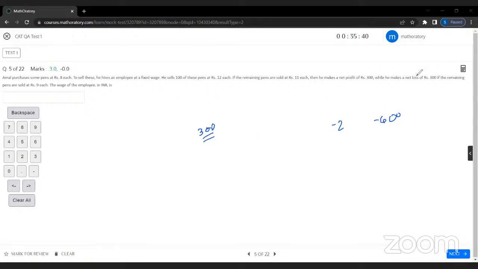We're looking for the wage of the employee, right? So I can take any one scenario. Let's look at the profit in terms of selling the pens. Each pen has a cost price of 8. These are sold at 4 profit into 100, so that is 400. And in the first scenario, if these 300 are sold at 11, that's a profit of 3 each. So 3 cross 300, that's 900. So that's 1300. With 300 as profit, the wage of the employee should be 1000. Sorry, I had an extra zero there. 1000, yeah.